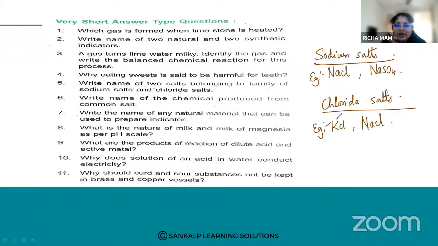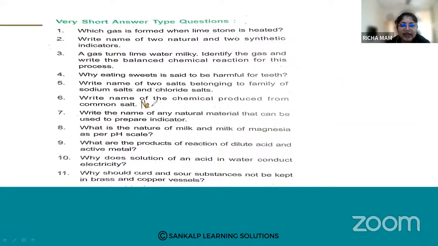Write the name of the chemical produced from common salt. What is common salt, students? Common salt is NaCl. Okay, NaCl is the common salt. So which are the chemicals which are produced from the common salt?